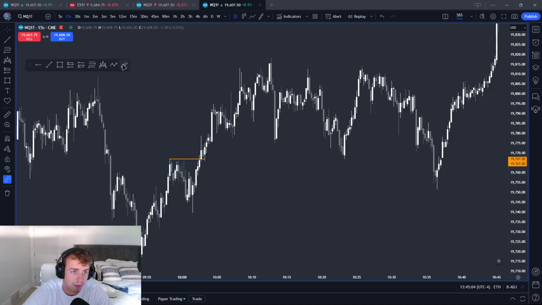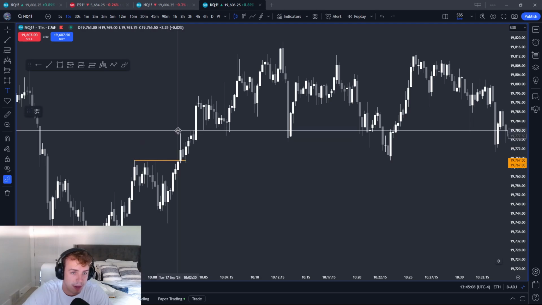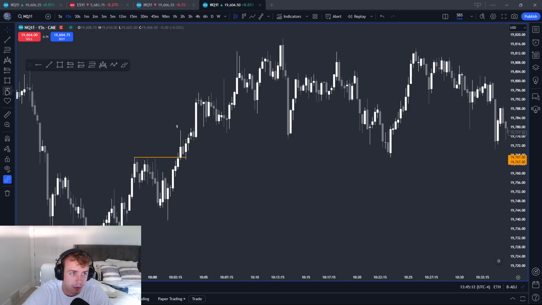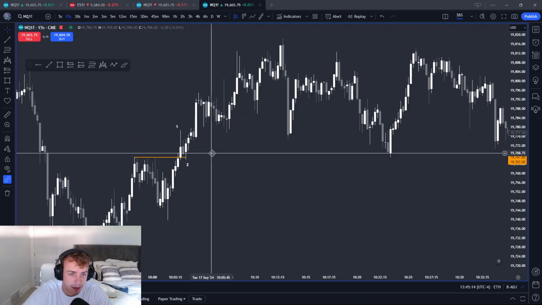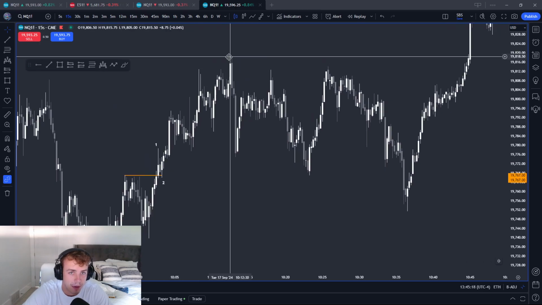15-second chart. What do we have? Let's mark it out. So we have a breakout, that's 1. Tap back into the zone. Where is that? That's on this candle right here. That's 2. Move back higher to take out number 1.